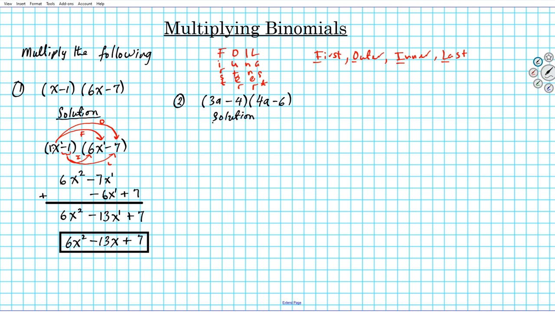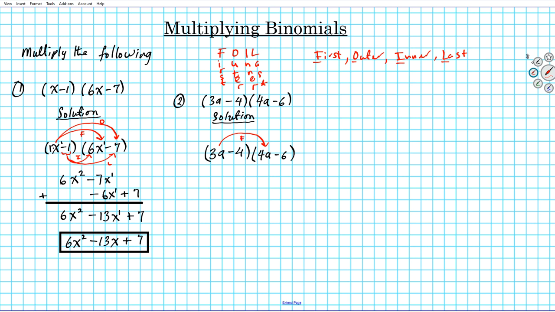I'm going to use the same procedure that we used for number 1. So we're multiplying two binomials, so we can just simply FOIL them out: first, outer, inner, last. Okay, so let's do the first. So 3a multiplied by 4a, that's our first.